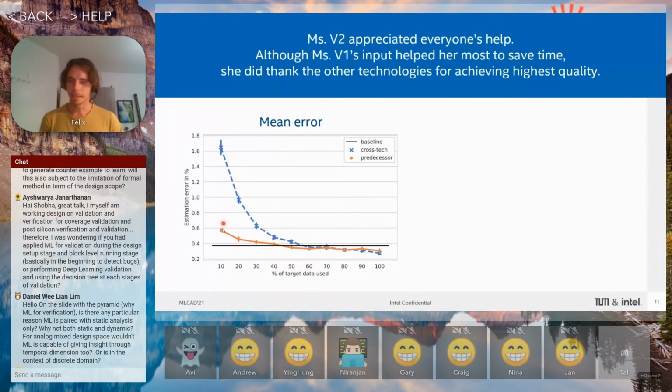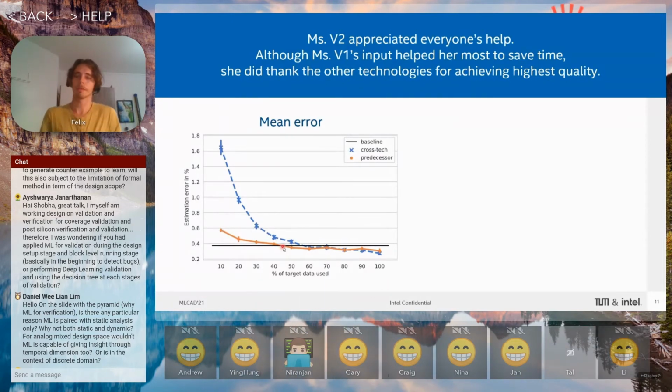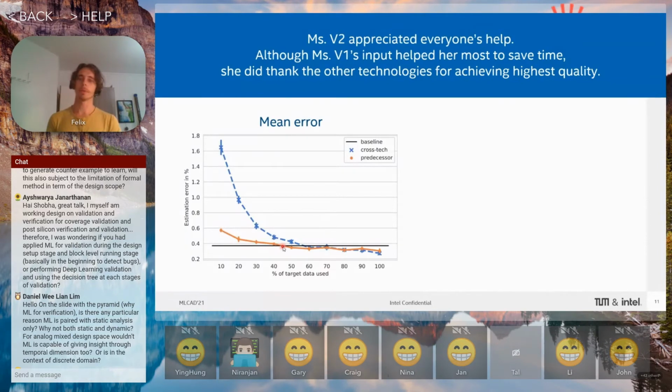And the orange line, this refers to the predecessor scenario. So we pre-trained our model on the direct predecessor compiler source domain. The blue line, we pre-trained on the same compiler from another technology node.